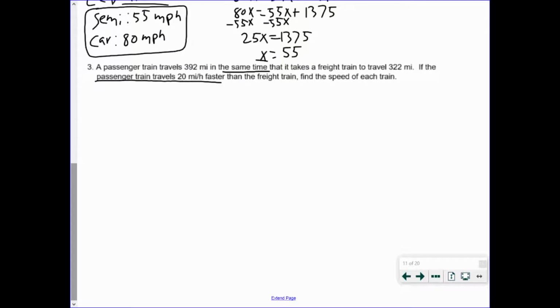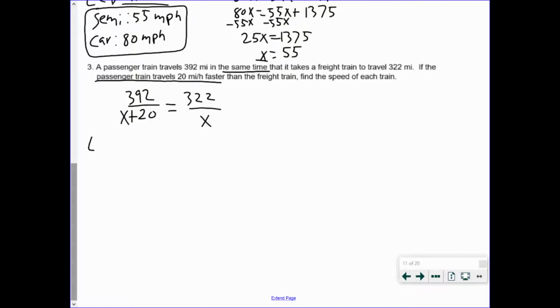So we're going to set up an equation here. We know that the passenger train is going a total of 392 miles, and we know the freight train is going 322 miles. Those are the distances. That's going to be the numerator for each fraction. All right. So for the passenger train, we're told it goes 20 miles per hour faster than the freight train. So the freight train's rate is x, and the passenger train's rate is x plus 20.